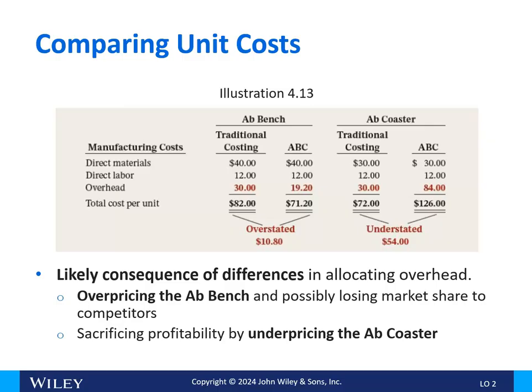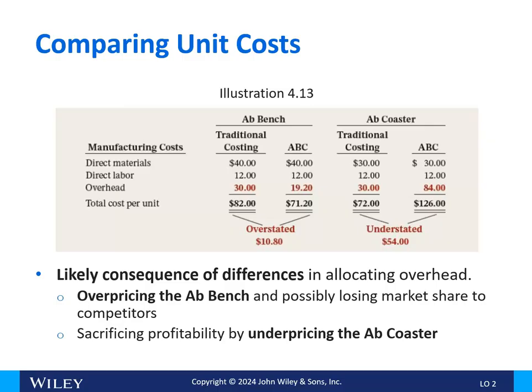Under traditional costing, we had $30 overhead, so it was $82 total cost per unit for the bench. Under ABC, we only have $19.20 per unit overhead, so it lowers our overall total cost per unit to $71.20. Under traditional, we are overstated by $10.80 compared to the ABC method.